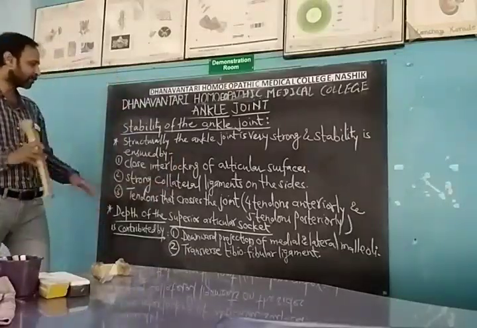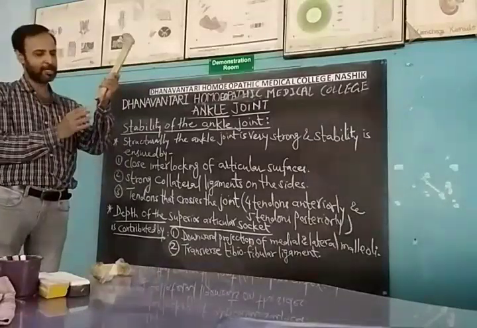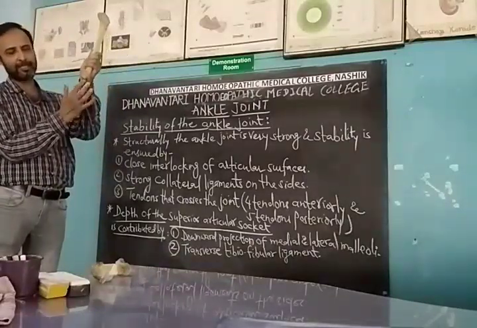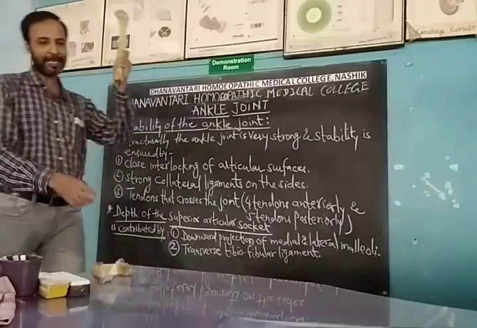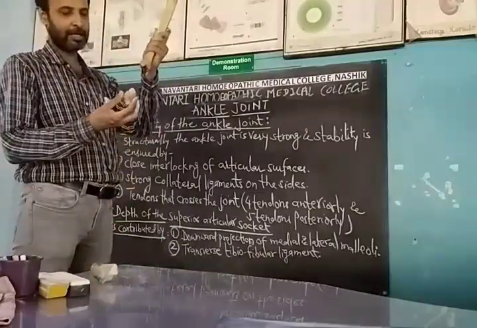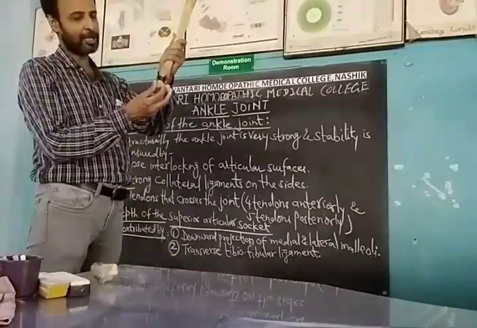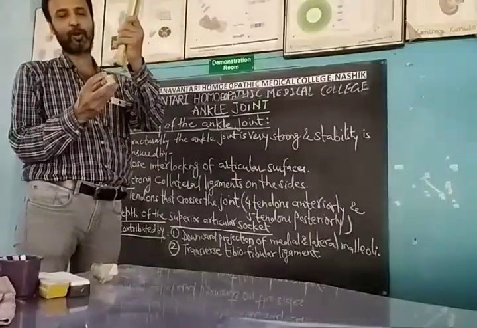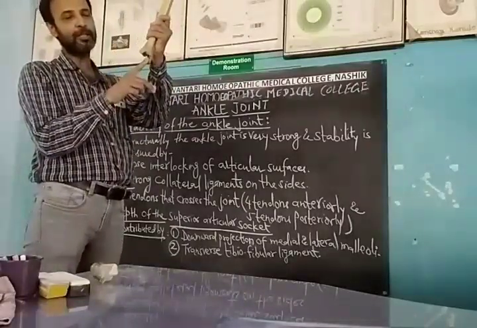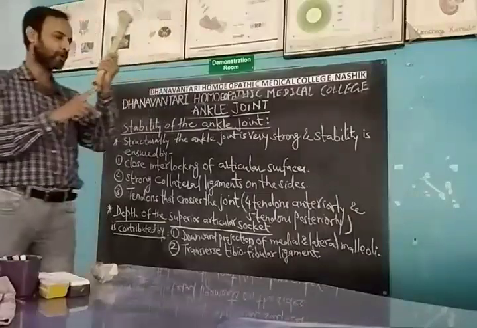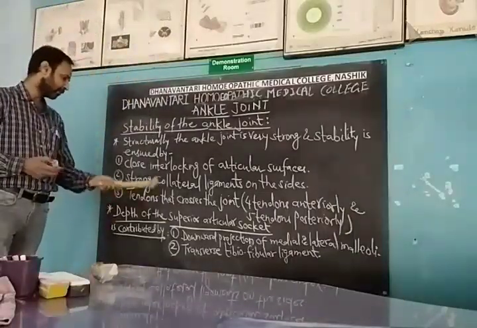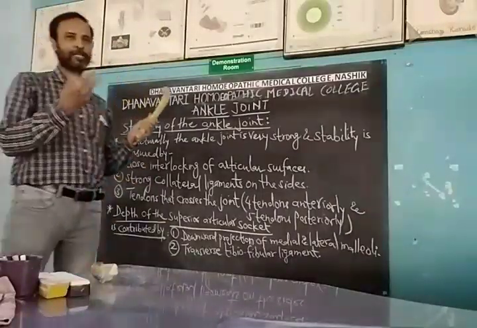Now next, the depth of the superior articular surface. Now see this, where the talus can be interlocked easily. So this is the interlocking of the talus. Therefore, the depth of the superior articular socket is contributed by two factors.